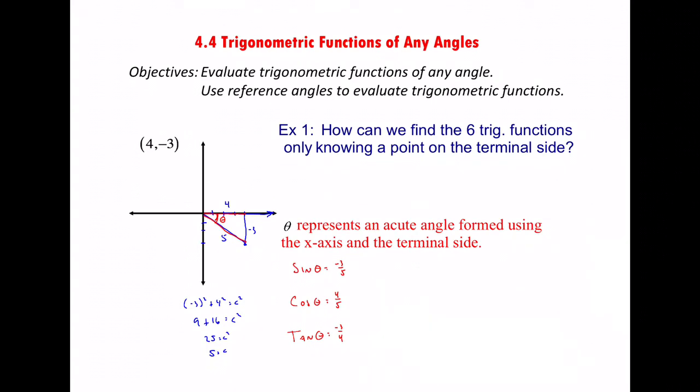And now we can find the reciprocals. So the reciprocal of sine is cosecant, so cosecant of theta is negative 5/3. Secant's the reciprocal of cosine, so secant of theta is equal to 5/4. And the reciprocal of tangent is cotangent, so cotangent of theta is equal to negative 4/3. And that's how you can find the 6 trig functions only knowing a single point on the terminal side.